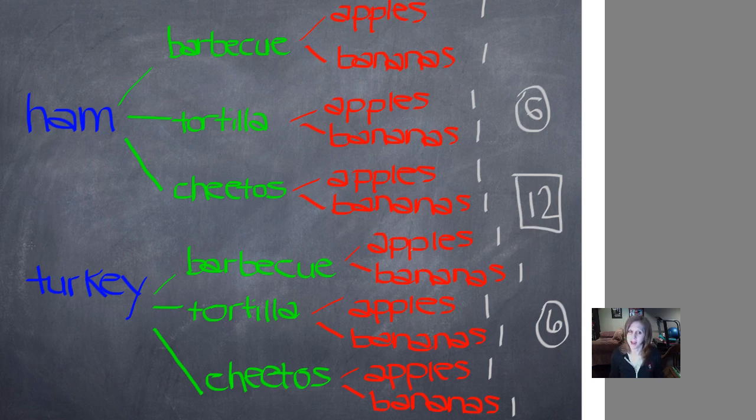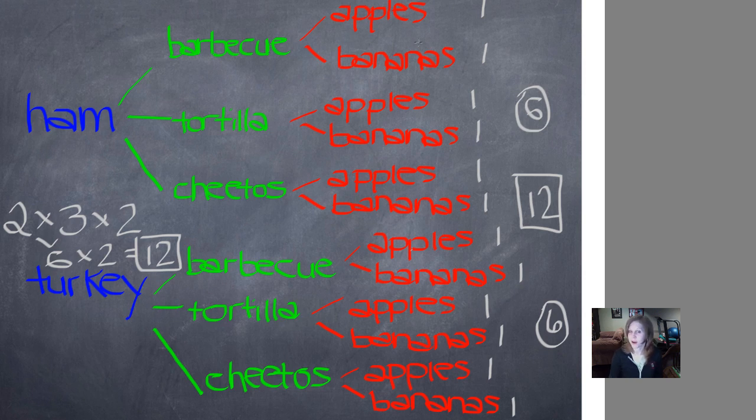Or I could say I have 2 types of sandwiches times 1, 2, 3 types of chips times 1, 2 types of fruit. Let's see how that works out. 2 times 3 is 6. And 6 times 2 is 12. So there are 12 possible choices of food combinations that I could eat, and I would never have the exact same lunch in 12 days.